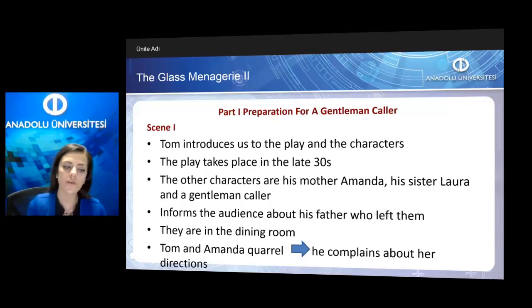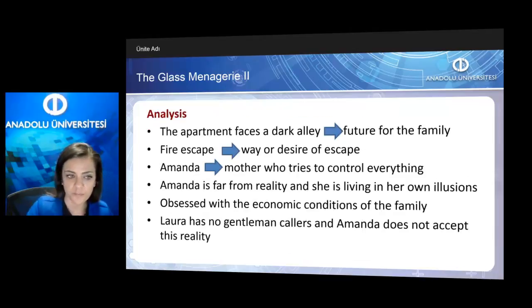Tom first of all informs the audience about his father who left them, and they are in the dining room as a family. In the first scene, Tom and Amanda quarrel about Tom's chewing something, and Tom complains that Amanda is always giving directions and trying to control his actions.